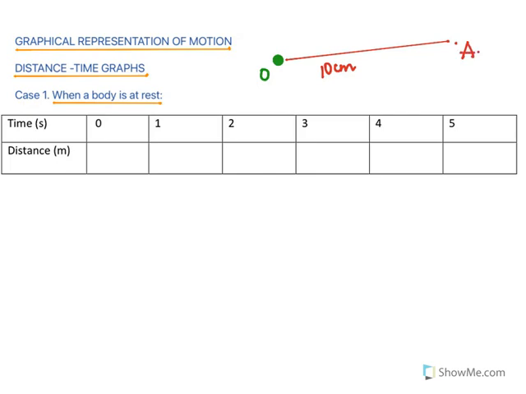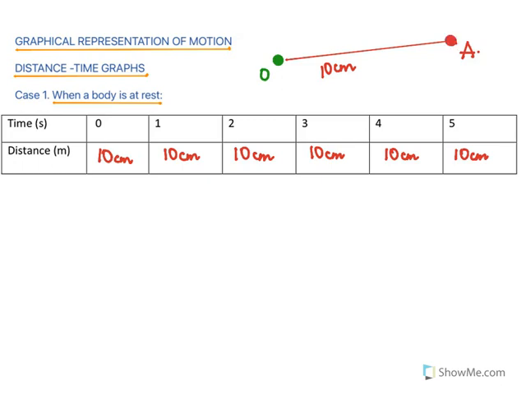The position of the body does not change with time because the body is at rest. Its distance from the origin continues to be the same at all instances. Suppose you take 0 seconds, it will be 10 centimeters. In this case we have taken centimeters. At 1 second it is 10 centimeters, at second 2 also 10 centimeters, at third second 10 centimeters, fourth second 10 centimeters, fifth second 10 centimeters, because the body is at rest and it does not move. It is in that same position A.